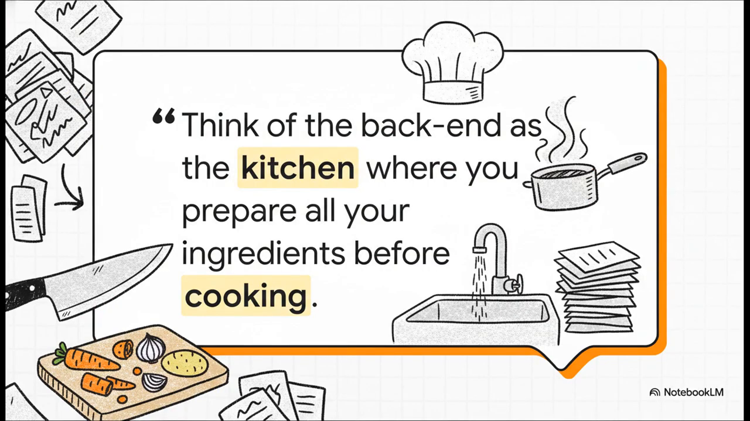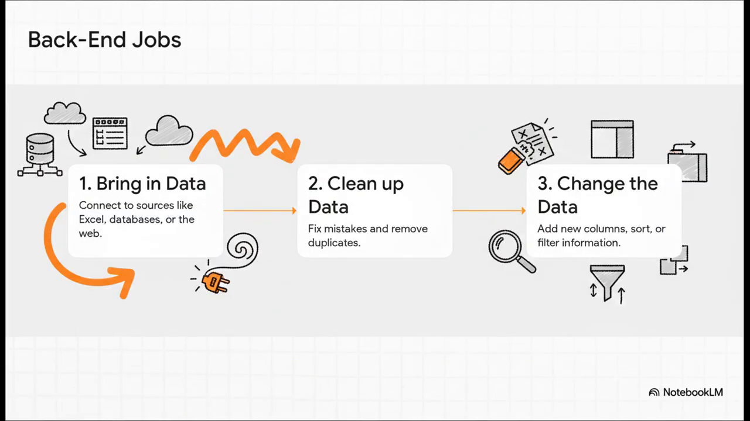And this is just such a perfect analogy. You're the chef, and your messy data files are your raw ingredients. You gotta wash them, chop them, get them all prepped and ready to go. You're not cooking the final meal yet, not even close. You're just doing the prep work. In this kitchen, you're really doing three main things. Job number one, bring in the data. Job number two, clean it all up. You're fixing typos, getting rid of duplicates, handling all those annoying errors. And job number three, you change the data. Maybe add a new column you need, or filter out stuff you don't.